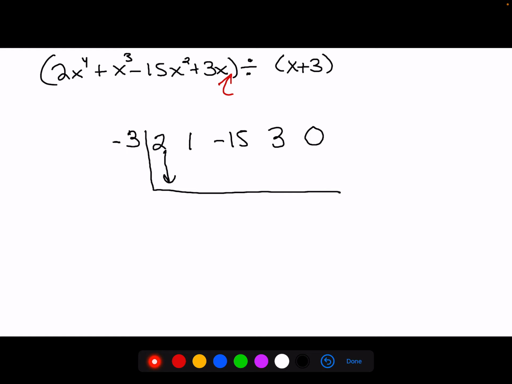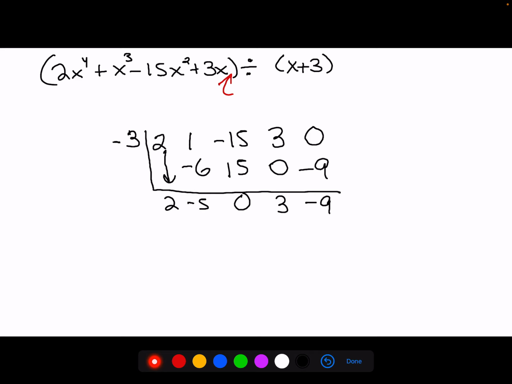All right, bring down the 2. Negative 3 times 2 is negative 6. Add, we get negative 5. Negative 3 times negative 5 is 15. Add, we get 0. Negative 3 times 0 is 0. Add, get 3. Negative 3 times 3 is negative 9. Add, get negative 9.